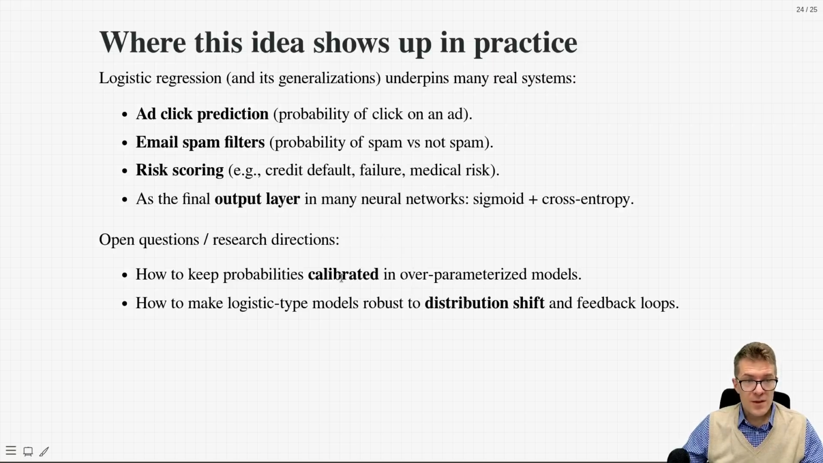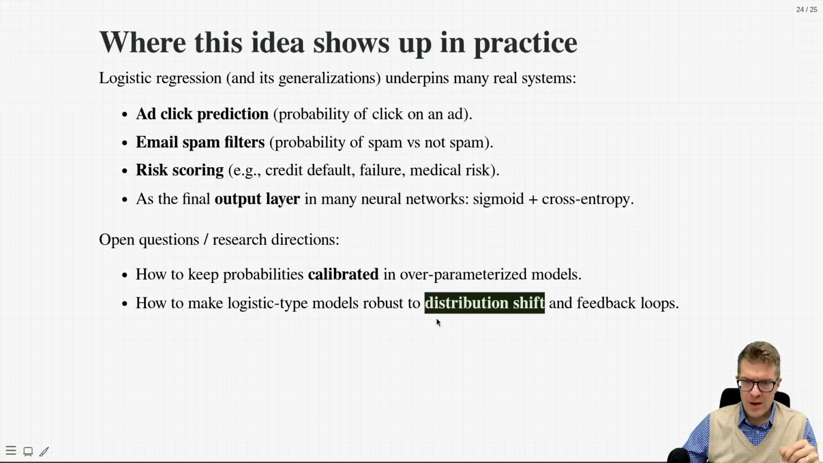So some open questions to think about. Maybe write this down in your journal. How do we keep the probabilities calibrated when we have models that have far more parameters than the ones we have been dealing with so far? How can you make logistic type models robust to distribution shift and other kinds of feedback loops?